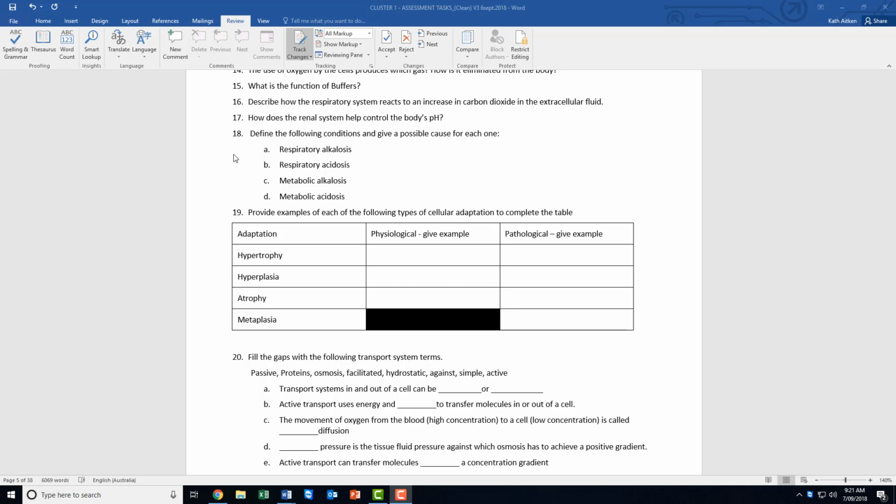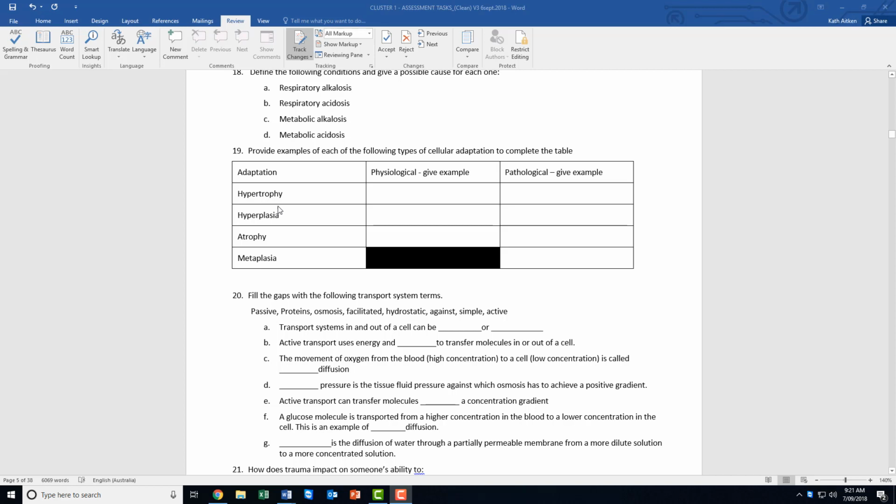Question 18, define the following conditions and give a possible cause for each one. So for each one of these, you'll need to give a definition, which will be a sentence, and giving a possible cause, which is probably just a few word statement at the end. Question 19, provide examples of each of the following types of cellular adaptation. These are these 4 on the left-hand side, and then filling in the table along here. If you need more room, the boxes will expand out.